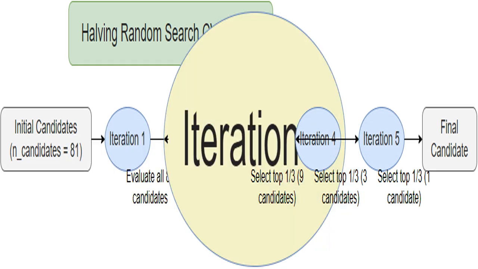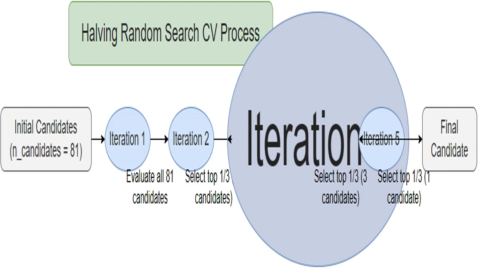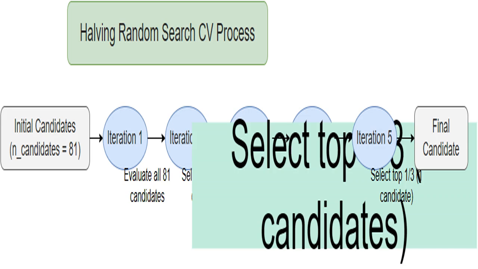Let's repeat the evaluation process with the 27 remaining candidates. Again, we're only keeping the top 1/3, the 9 best performing sets of hyperparameters. Once again, the process repeats itself. I am evaluating the 9 candidates. We're down to the top 3 performing sets of hyperparameters now.